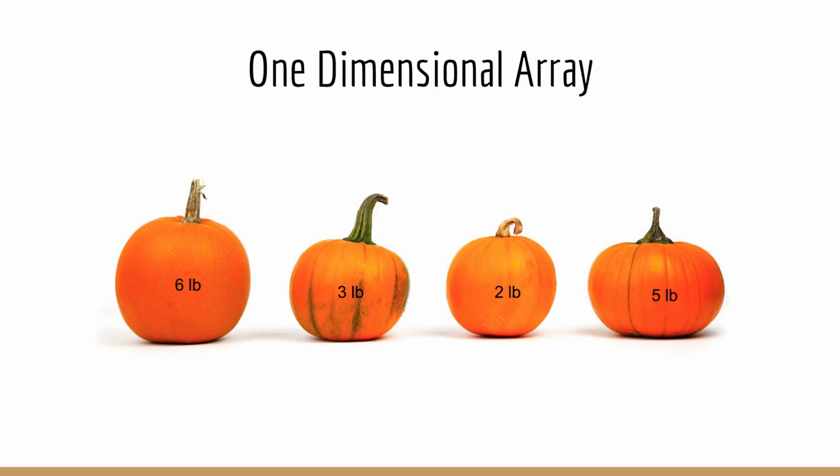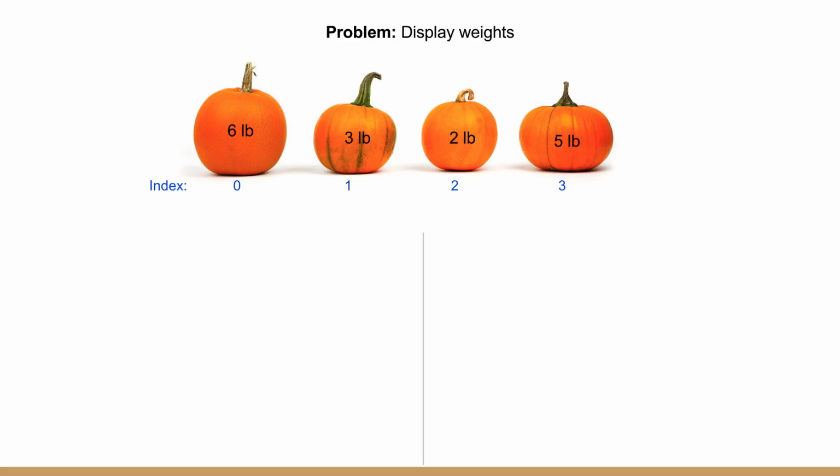Let's consider this example. We have 4 pumpkins and we want to store their weights into variables. Instead of creating 4 variables, we can create one array and save all weights into it. Later, we can access those weights by their index number, which starts from 0. Let's see how we write codes with and without array.